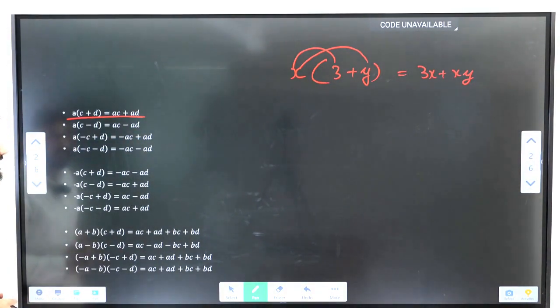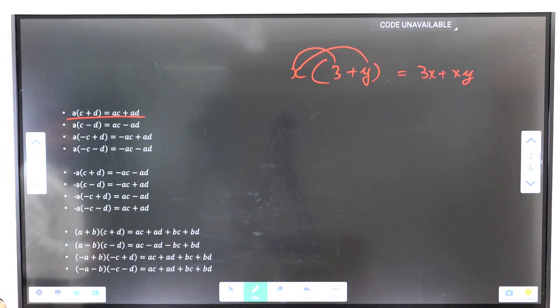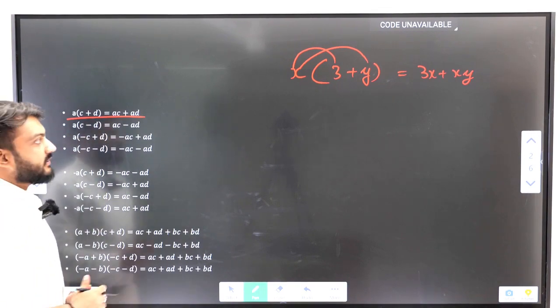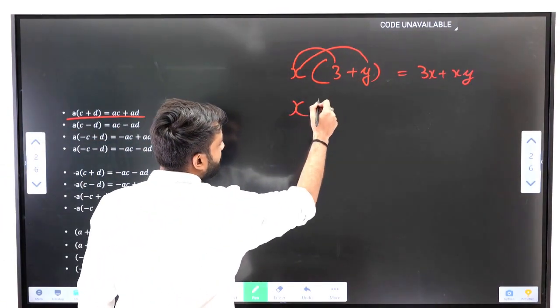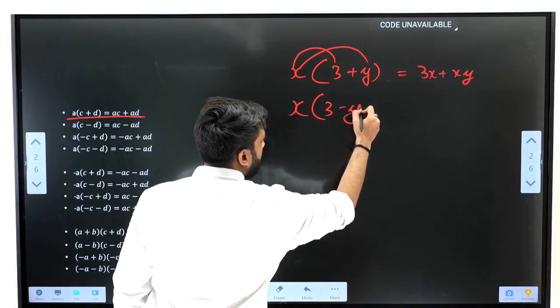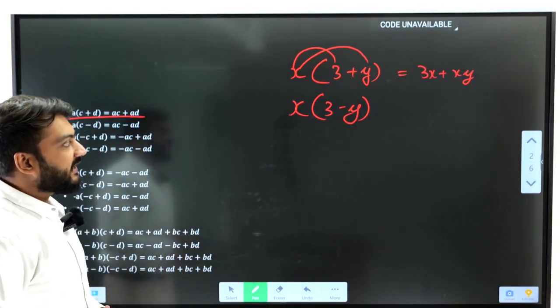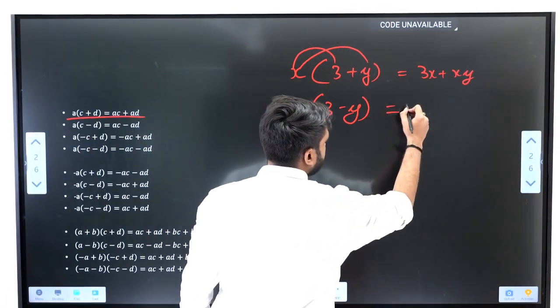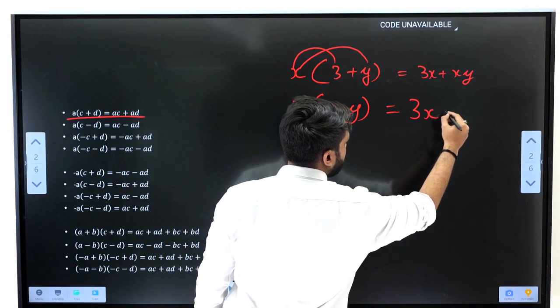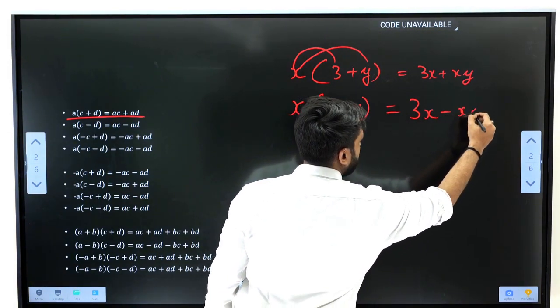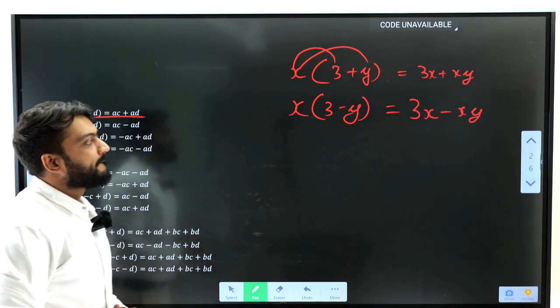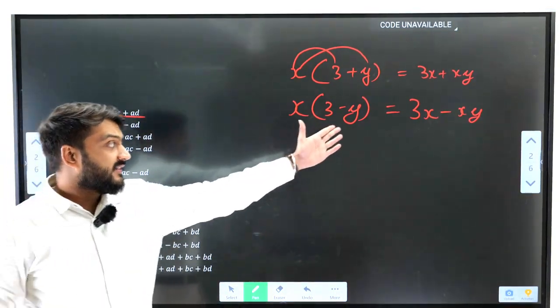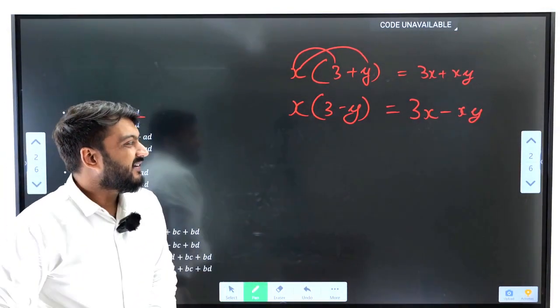The second one here is the same one, but there's a difference of sign. As you see, c was being added to d inside the brackets, but now you see c minus d, right? So let's look into this one. How does this one work out? We keep the numbers the same so that we can understand what role exactly the change of sign plays. x in brackets 3 minus y will lead you to 3x minus xy.